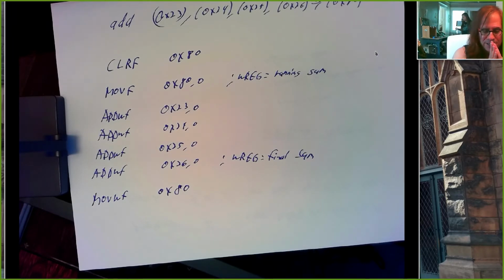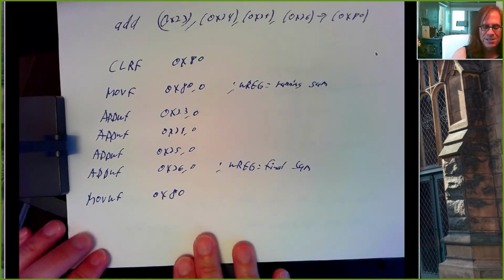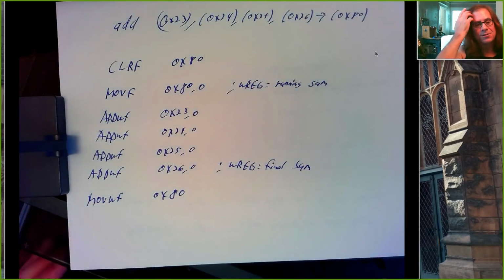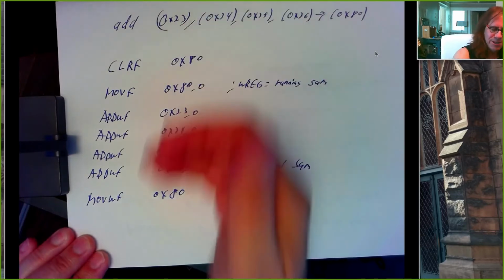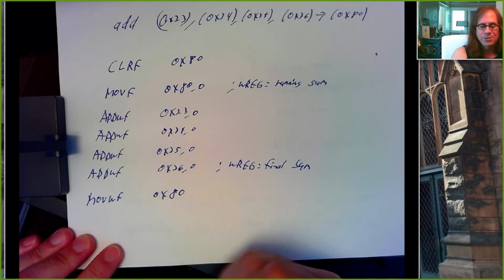All right. But again, there's other ways to do this. We can slice this a lot of different ways. And when you have a compiler, like if I wrote something in C that tried to add a bunch of things together and store it in 80, depending on the nature of the compiler, you might get code like this. You might get code that takes a lot more instructions.